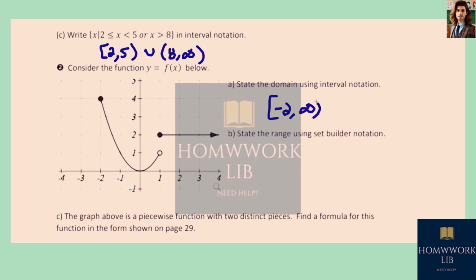The range, it goes as far low on the y-axis as 0, and even though we have this gap here, it's still picked up over on this side of the graph, so it goes on up until 4 included. So we would say from 0 included to 4 included, because everything is part of the range somewhere on this function up until that point.